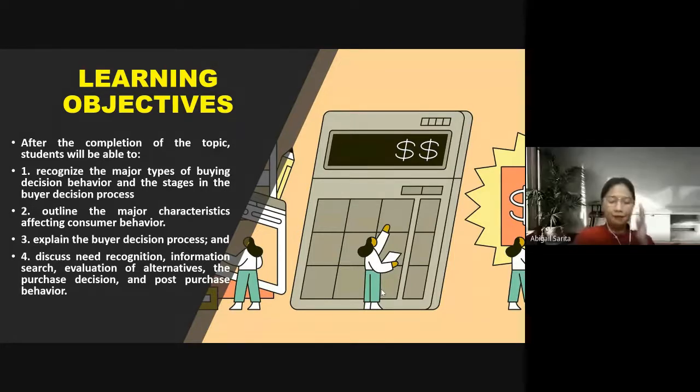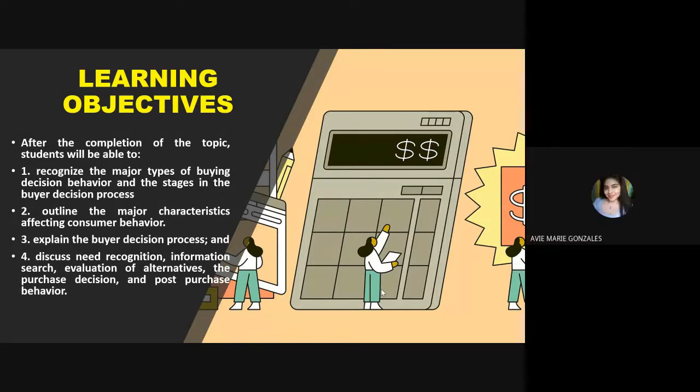After the completion of the topic, students will be able to recognize the major types of buying decision behavior and the stages in the buyer decision process. Number 2, outline the major characteristics affecting consumer behavior. 3, explain the buyer decision process. And last, discuss need recognition, information search, evaluation of alternatives, the purchase decision, and the post-purchase behavior.